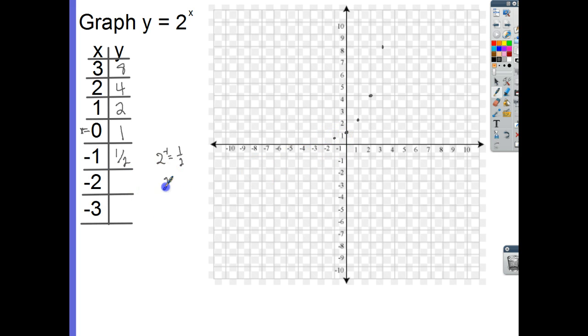And then 2 to the -2, that's 1 over 2 squared, and that's going to equal 1 over 4. So that's 1/4. At -2, we're at 1/4. Okay, it's about in there. At -3, or 2 to the -3 power, that's going to equal 1 over 2 to the third power, or 1 over 8. So we have 1/8 here. Okay, so at -3, it's at 1/8.